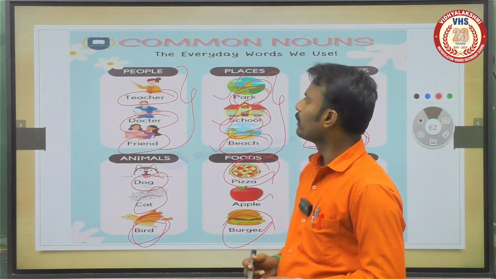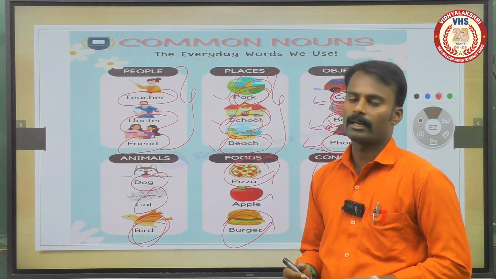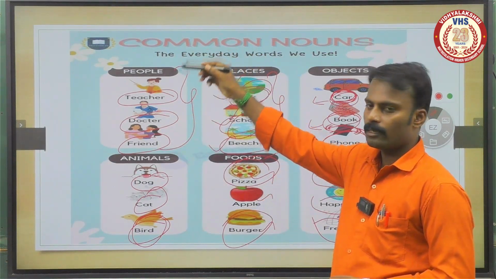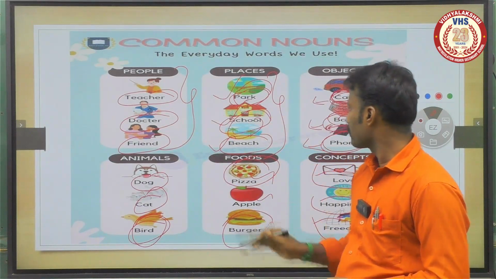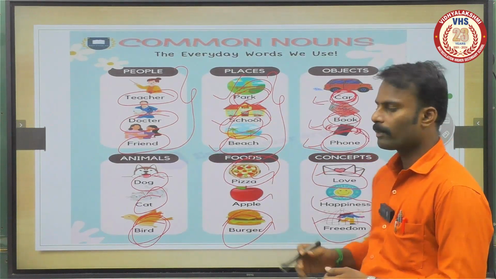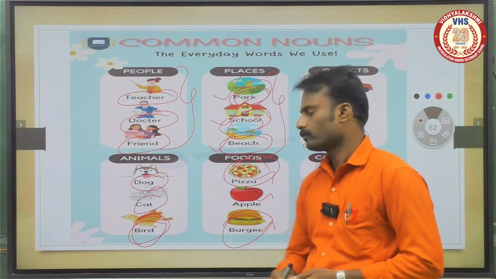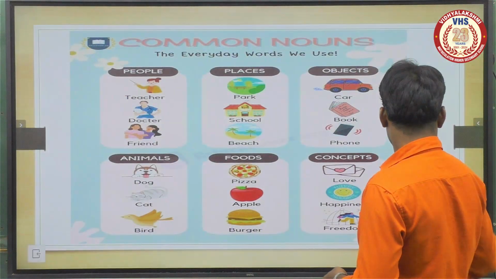So these all are called what type of noun? Common noun. Because I mentioned only common persons, common places, common animals, common food, common objects and common concepts. So these all are called common noun. Next, the types of common noun.